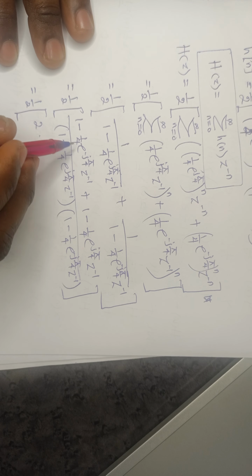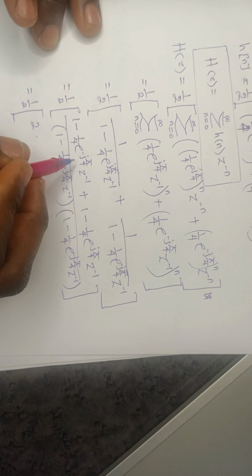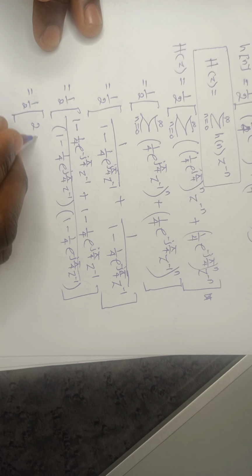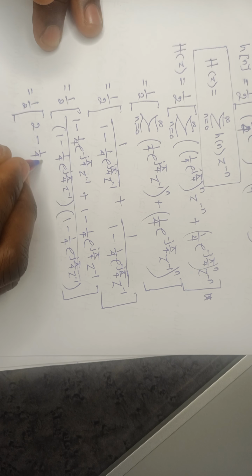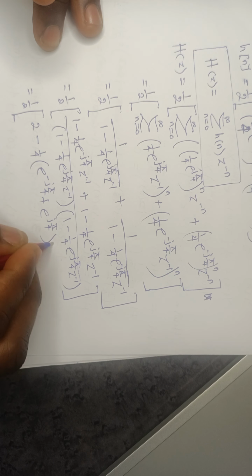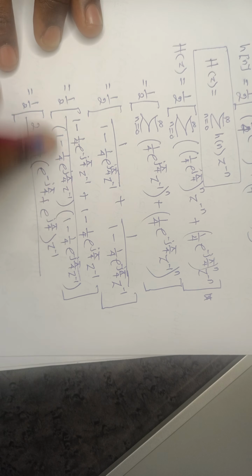Also, these and these now have something in common. The only difference is e raised to the power j. So we bring those common factors out of the expression. We have 1 over 4. So bring this one out. It's going to be e raised to the power minus j pi all over 4 plus e raised to the power j pi over 4, z raised to the power minus 1, right? And this is good.